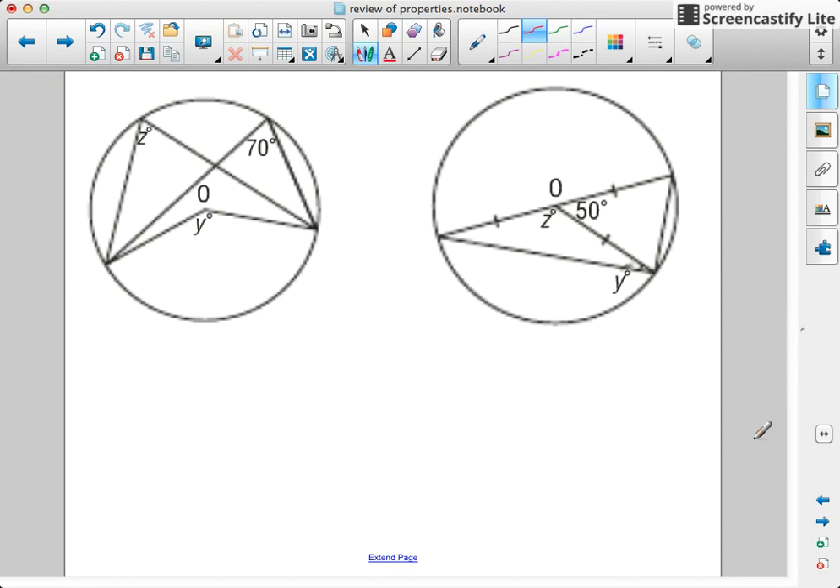So let's do some examples of where we can use this. So we're finding Z and Y here. Given this angle right here, it subtends this arc right here. Z also subtends that same arc, so it's 70. Now going back to my central angle property, Y here has to be double the inscribed angle, so Y would be 140 degrees.